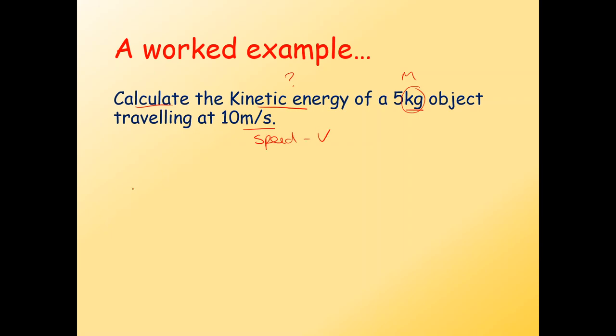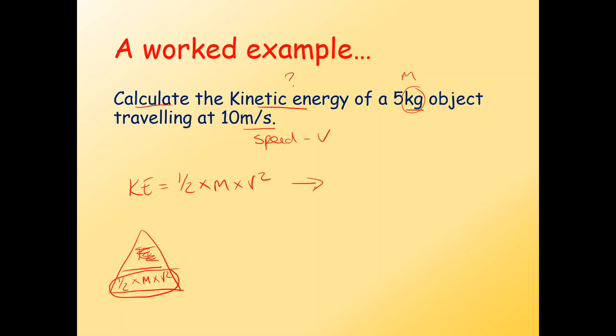Okay, so we want to work out kinetic energy. How do we do that? Let's have a look at our formula triangle. Okay, so our formula triangle, we had kinetic energy at the top, and then we had half times m times v squared. So cross out KE because that's what I want to work out. This is the calculation we're left with. So kinetic energy is half times m times v squared.